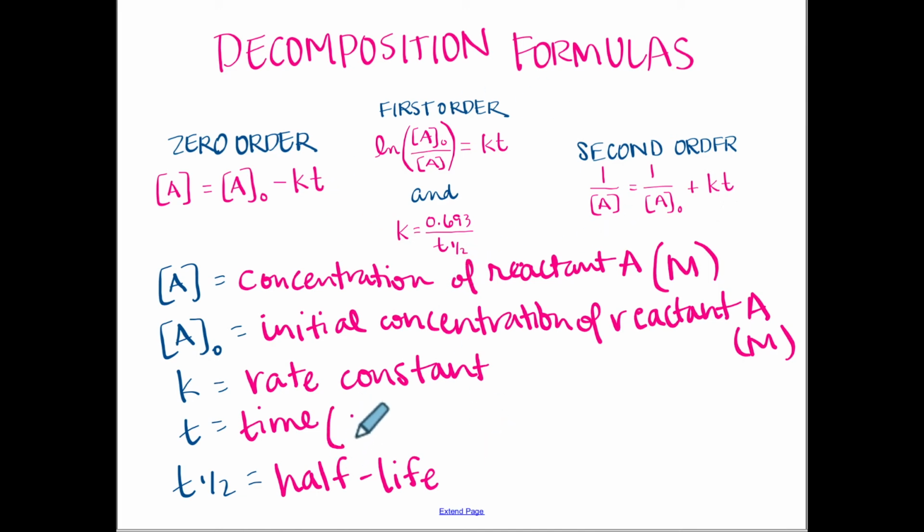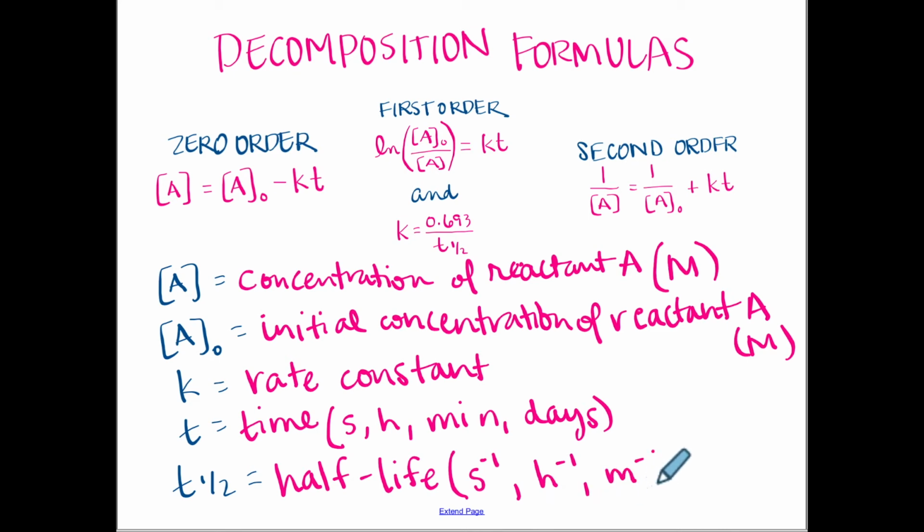The time can be measured in seconds, hours, minutes, days, etc. And then the half-life is going to be measured in inverse units of time, like seconds to the -1, or hours to the -1, or minutes to the -1. And that has to match up with the unit of time for the variable T.